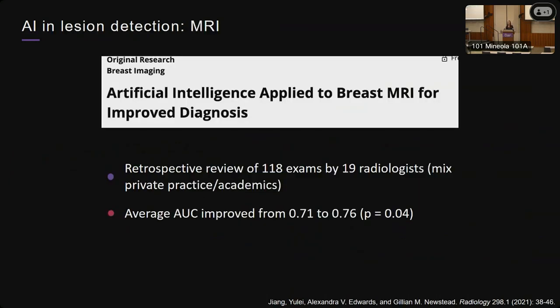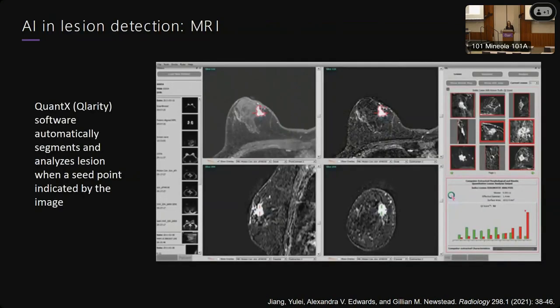And then there's also AI for MRI. This is a University of Chicago paper. Basically, same theme. The AUC, or the accuracy, improves from 0.71 for radiologists alone to 0.76 when they use the AI. And that product, which is a commercially available product, looks like this. You click on whatever it is you want to analyze, the radiologist clicks, and then it draws a red border around it and then analyzes its shape and heterogeneity and other factors and compares it to other similar findings and then gives you a score as to how likely it is to be malignant.